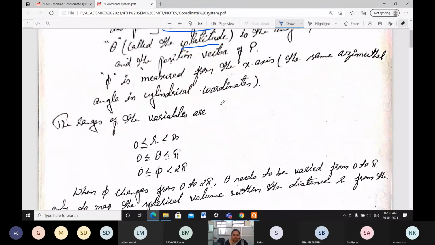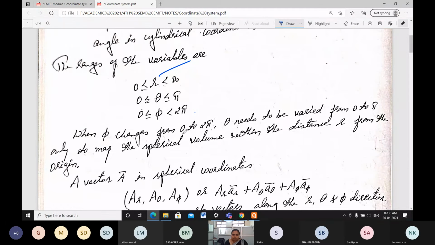The ranges of the variables: r varies from 0 to infinity because r takes positive values. Then theta is from 0 to pi and phi is from 0 to 2 pi. When phi changes from 0 to 2 pi, theta needs to be varied from 0 to pi. This is written only to map the spherical value within the distance r from the origin. To get the spherical value, we take theta as 0 to pi and phi as 0 to 2 pi.